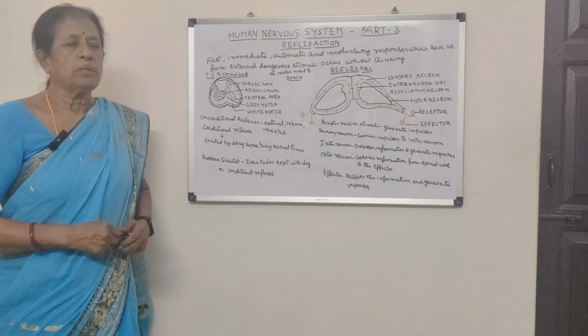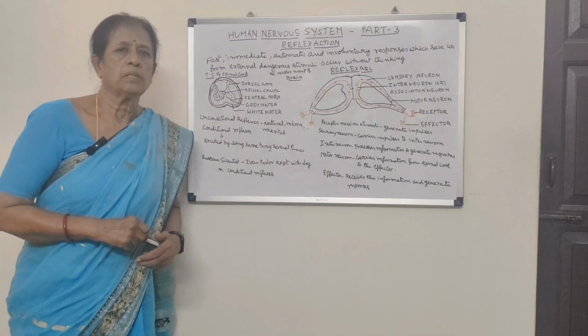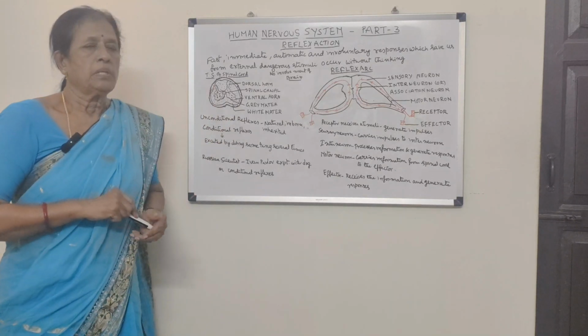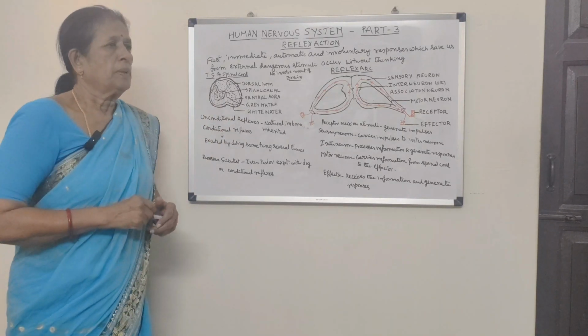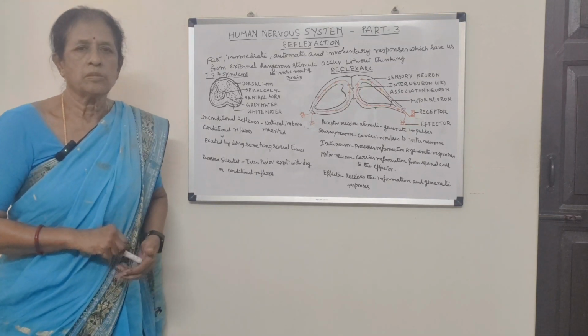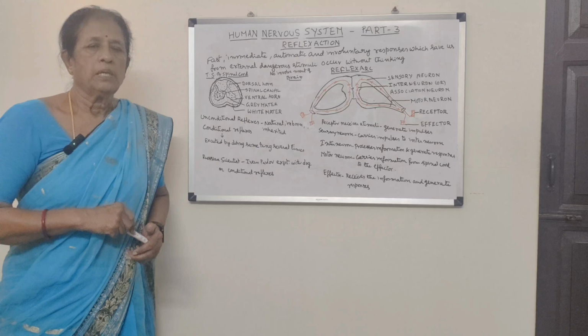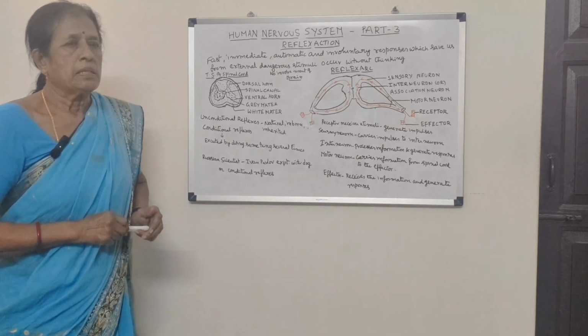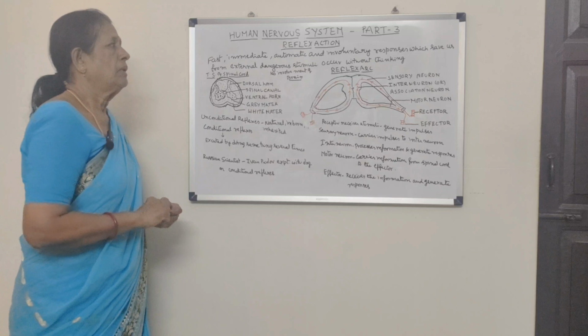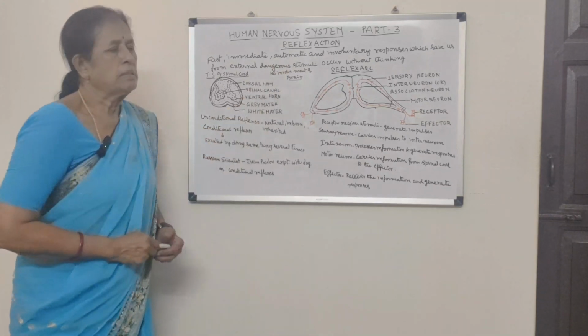So in the previous class we have studied the structure and function of the brain and also about the spinal cord. And the spinal cord acts as a relay station. It carries impulses from sense organs to the brain and from the brain to the effector. But there is another important function executed by the spinal cord. What is it? It is reflex action.